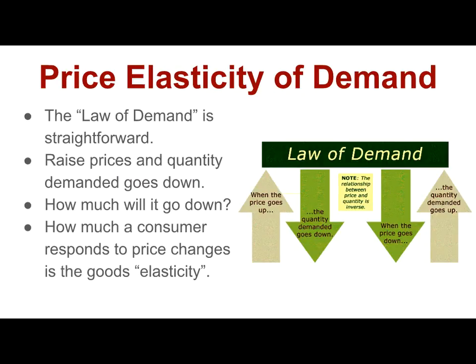The law of demand is essential for us to understand in any microeconomics conversation. We need to know that when price goes up, quantity demanded goes down. When price goes down, quantity demanded goes up. This is always the case, but how much does it go up? How much does it go down based upon these changes in price?